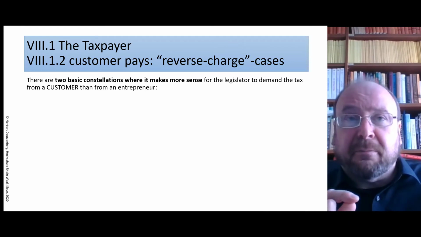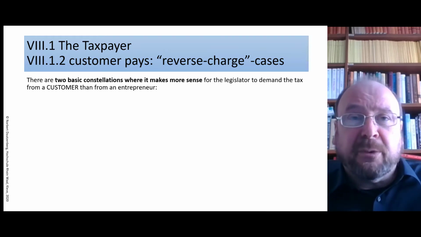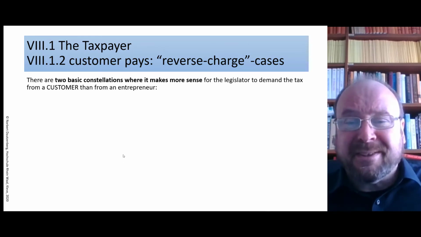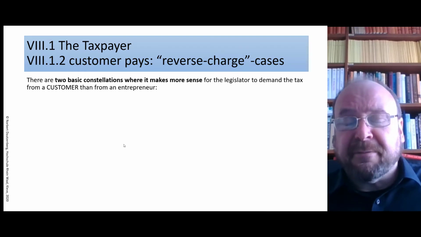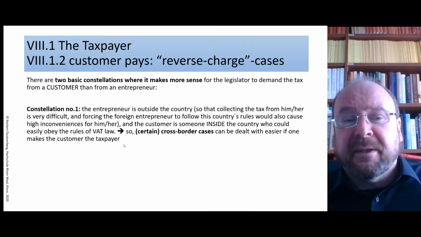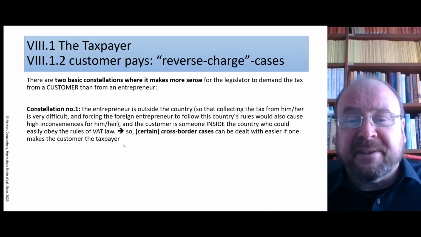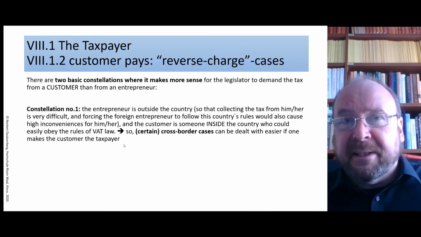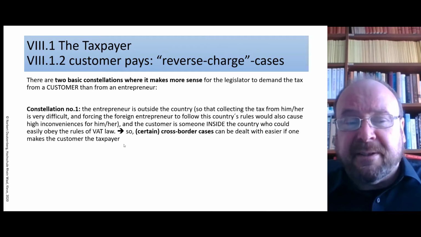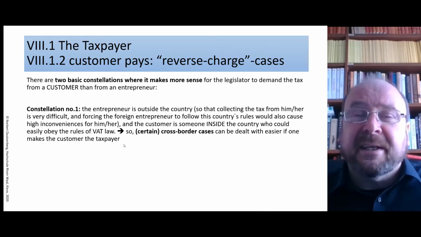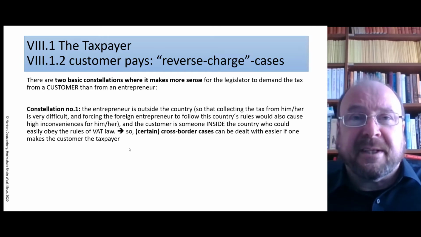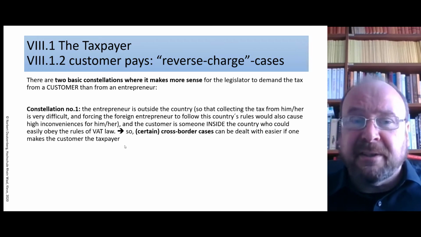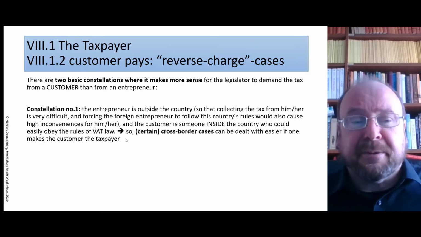Now, the deviation from our general rule, that the entrepreneur is the one who has to pay value-added tax, would be that the customer pays, and there are two constellations where it makes more sense to demand the tax from the customer than from an entrepreneur. Constellation number one: the entrepreneur is outside the country and the customer is inside the country, and the customer is somebody who is familiar with the rules of VAT. In that case, it is probably easier to ask the customer to make the tax payment instead of trying to collect the tax from an entrepreneur who is a foreigner and whom you can't properly and easily approach in order to demand and enforce the tax payment.